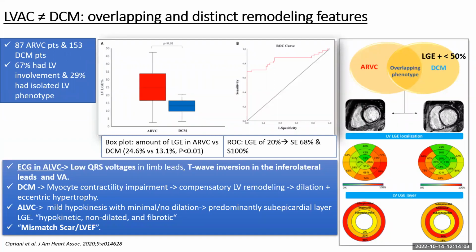This is another elegant study from Professor Corrado's group in Padua that looked at a big cohort of patients with ARVD and compared it with DCM patients using clinical examination and CMR, including LGE quantification. They confirmed the common presence of LV dominant and LV isolated phenotypes among the ARVD cohort, and then also reported typical features of LV arrhythmogenic cardiomyopathy, like low voltage complexes in the limb leads and inferolateral T-wave inversion, in contrast to the most classical DCM ECG findings like left bundle branch block.